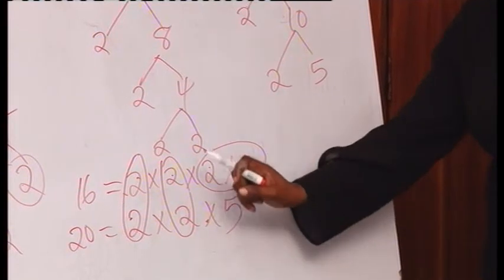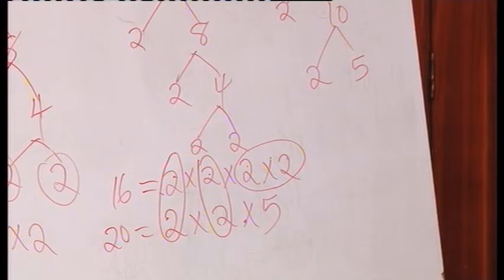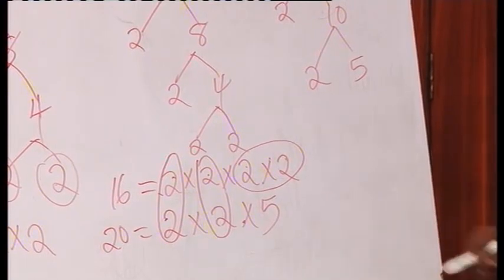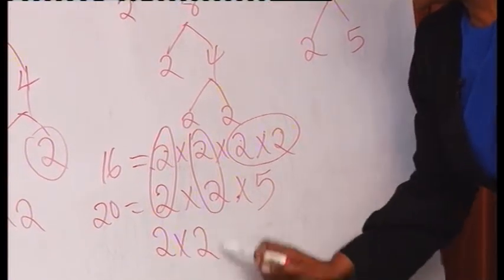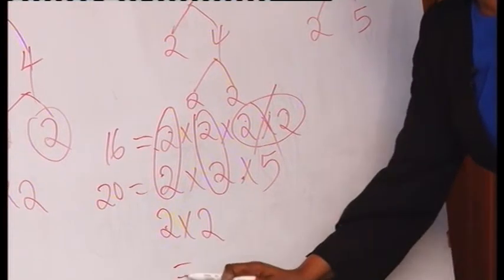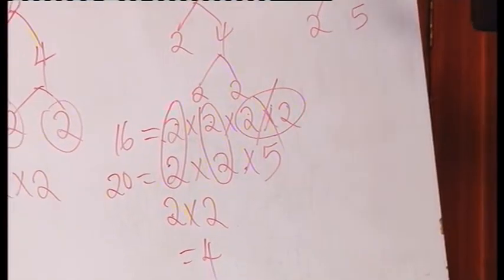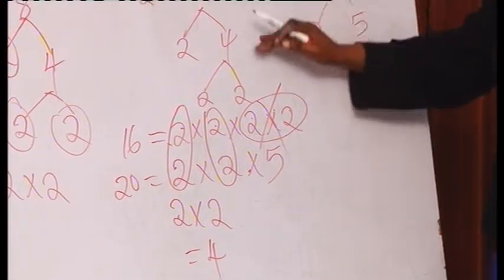So your common factor should be in both numbers, or in all the 3 numbers or 4 numbers that you've been given. So my GCD will be 2 times 2. So this one will not be taken. So I'll take 2 times 2 and I'll get 4. This is the method that I've used that is called prime factorization.